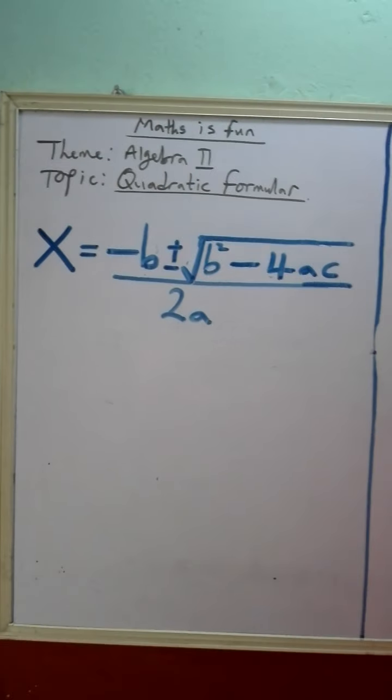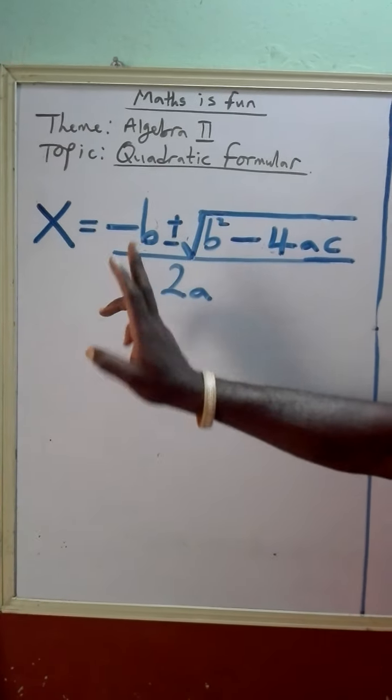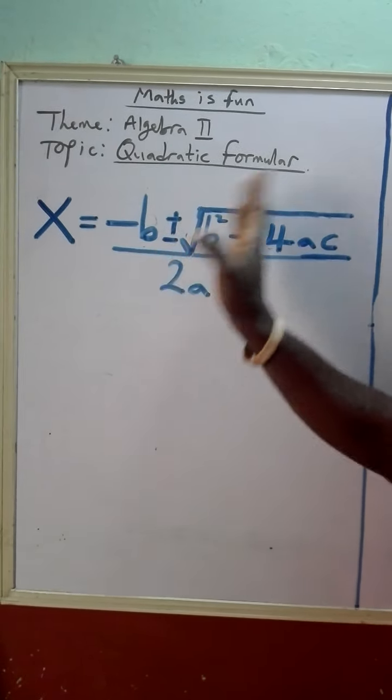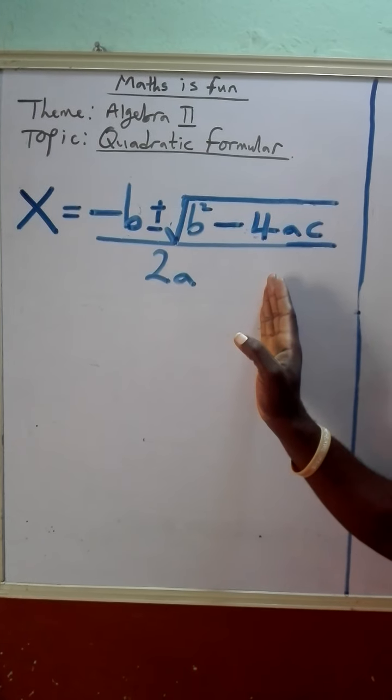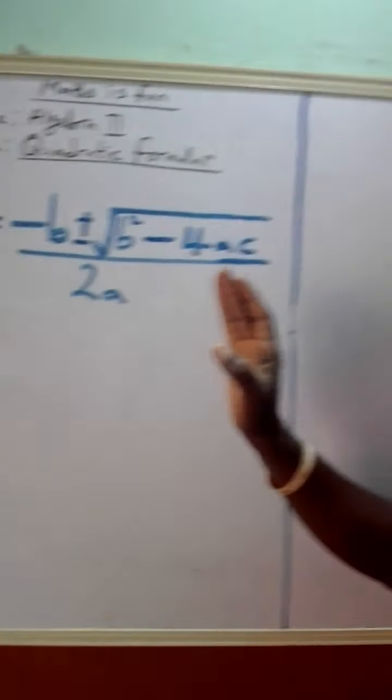Today we want to look at the quadratic formula. The quadratic formula is x equals minus b plus or minus the square root of b squared minus 4ac, over 2a. Where does this come from? This is coming from the quadratic equation.